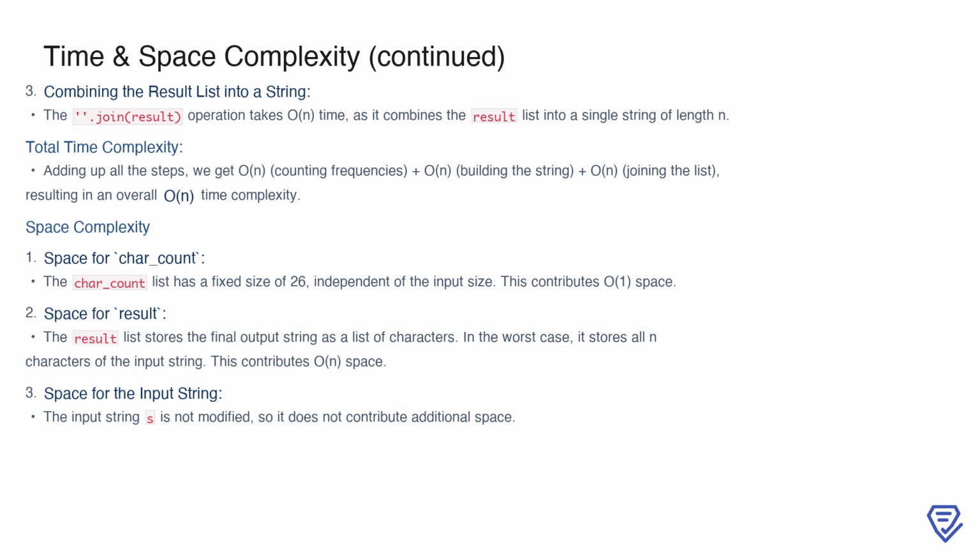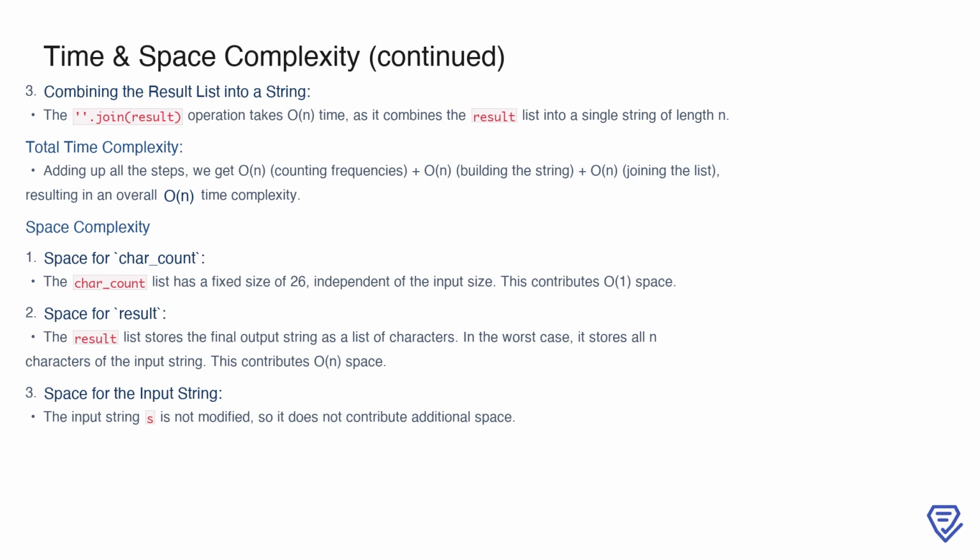Once the result list is fully built, the final step is to convert it into a string using the join operation. This operation involves traversing the list of characters to produce the final string, which takes O(n) time, where n is the length of the string. Combining the time complexities of all these steps, we have O(n) for counting frequencies, O(n) for building the result string, and O(n) for joining the list. Adding these together, the total time complexity of the solution is O(n).